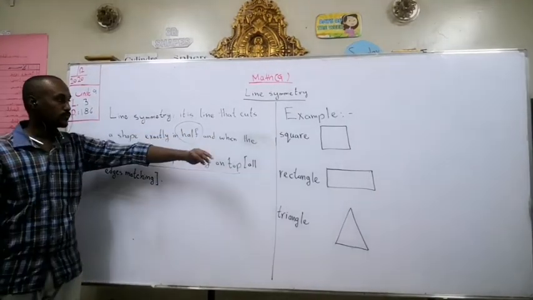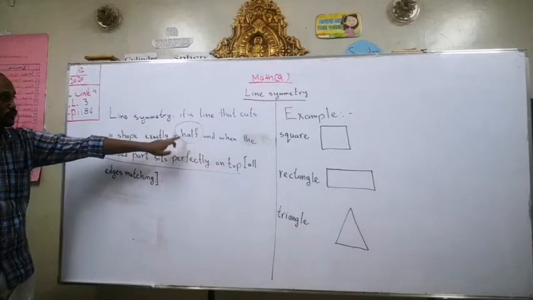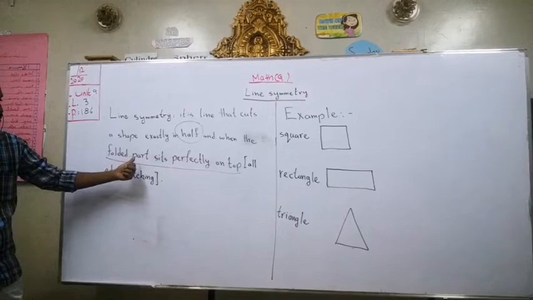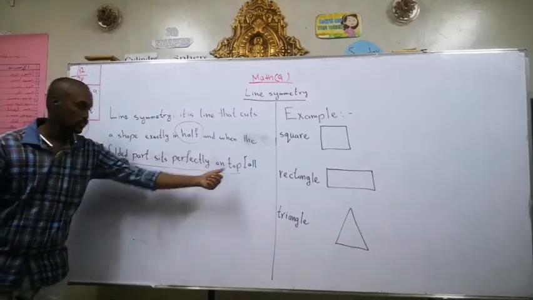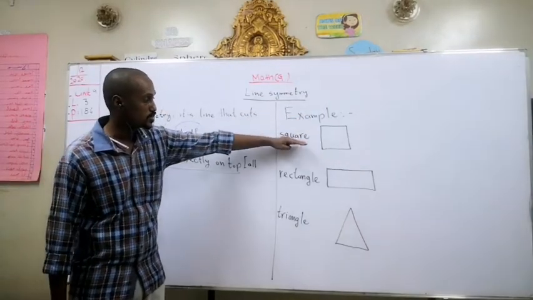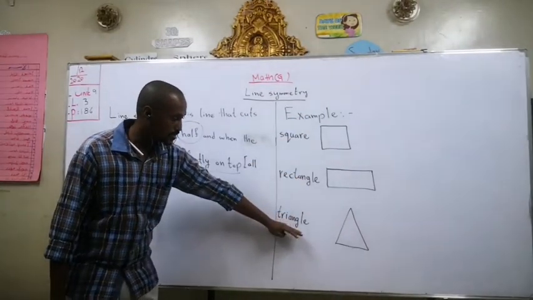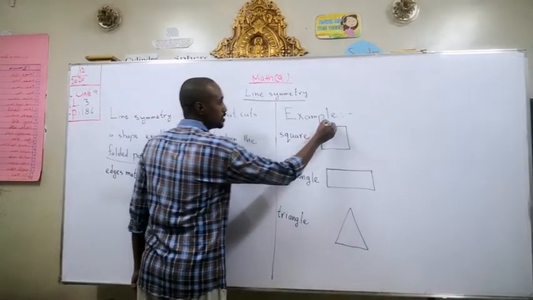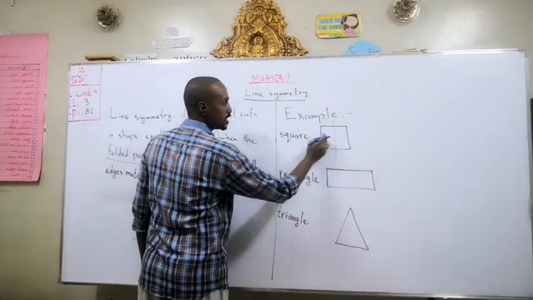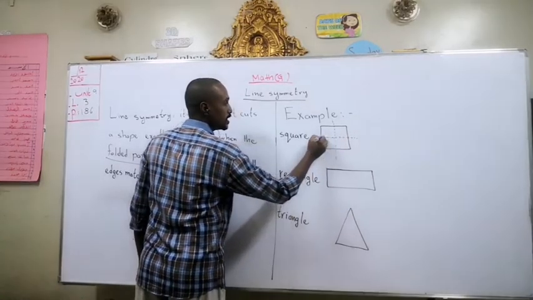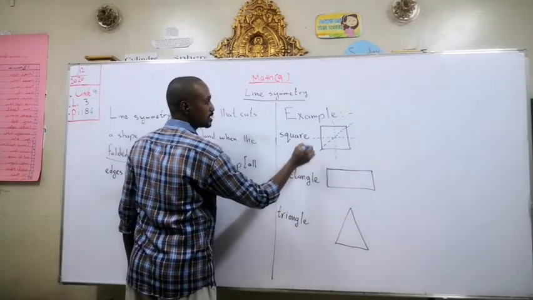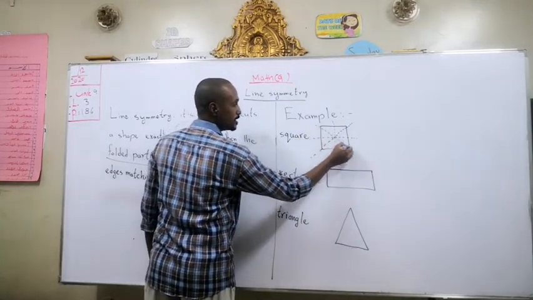So we have two conditions we should achieve. The first one, divide it in half. The second one should be what? The folded part sits perfectly on top. All edges match. For example, here we have three shapes: square, rectangle, and triangle. I divide the square into two equal parts. Here, this and this are equal, or I can divide it like that, or like that, or like that.